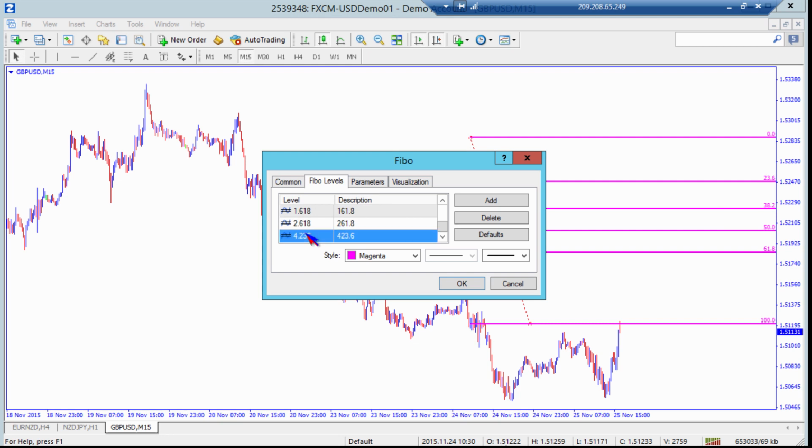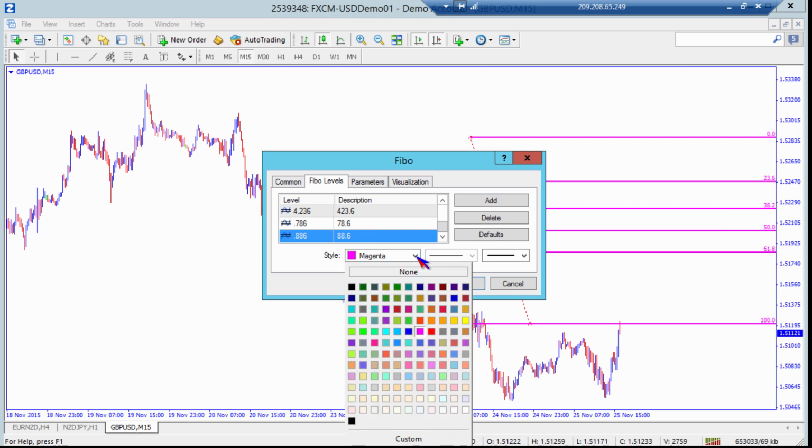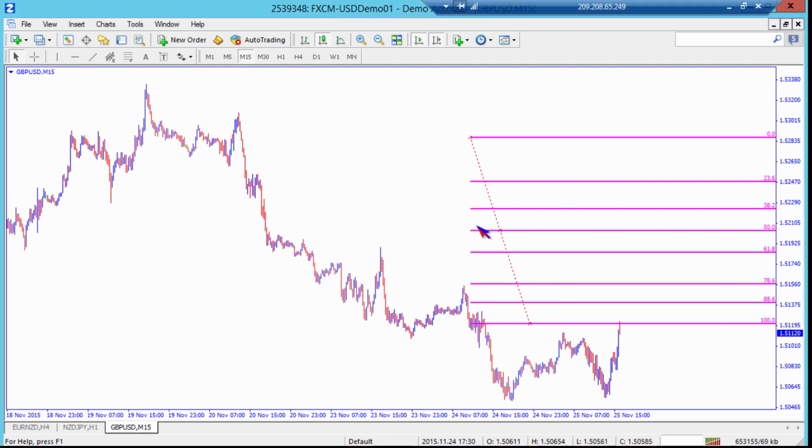So what you can do right here is go add 0.7. You can go 0.786. And then here you double click 78.6. And I'm showing you how to do this. Go add 0.886. 88.6. All right. And you can put any color you want here. I'm going to show you how to make this work.